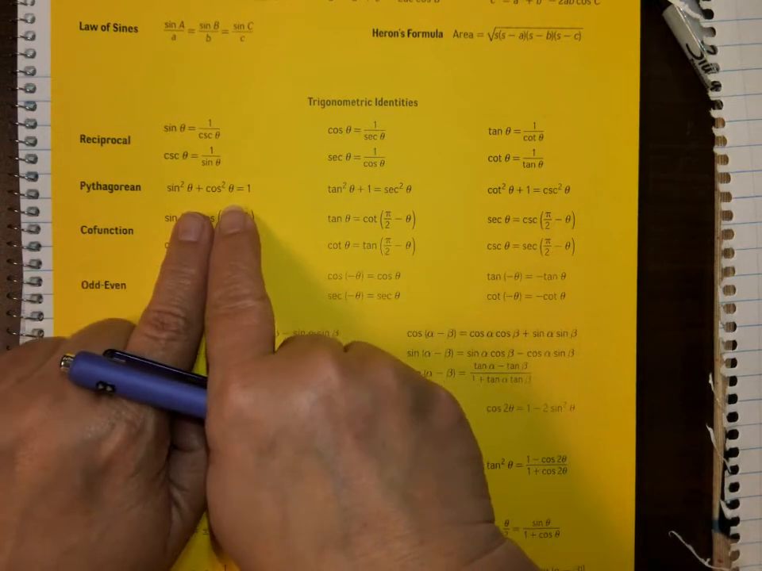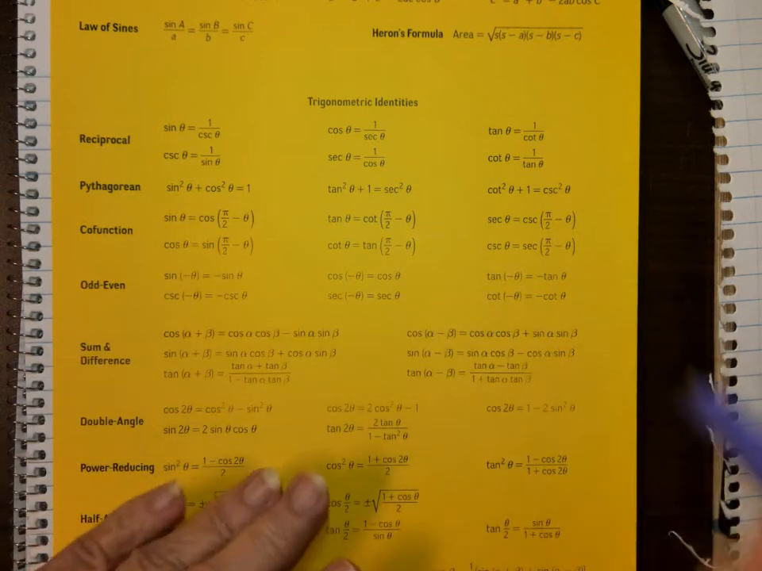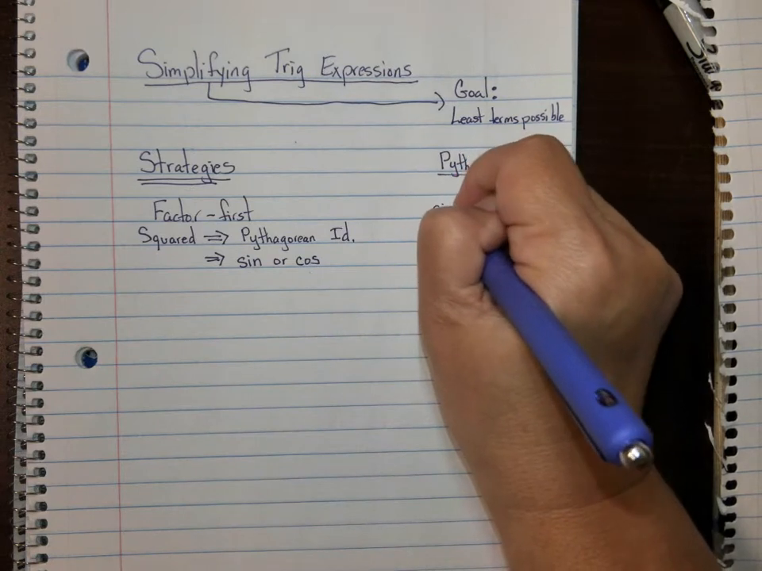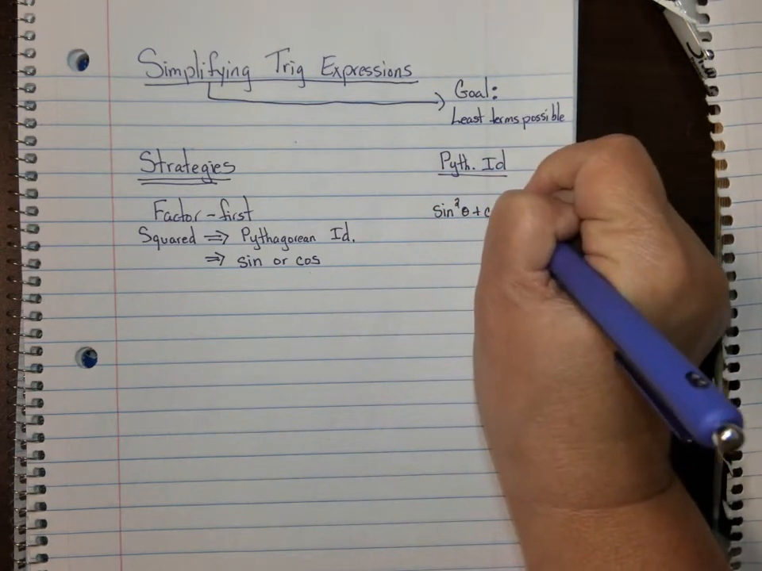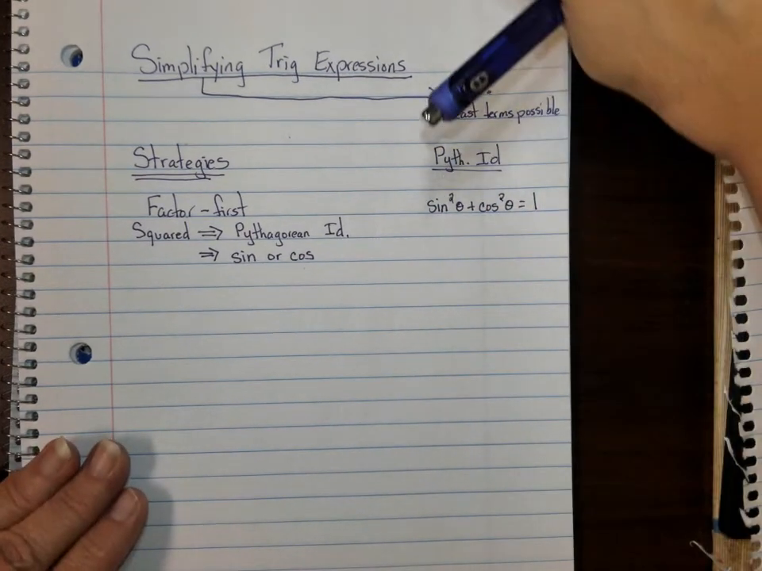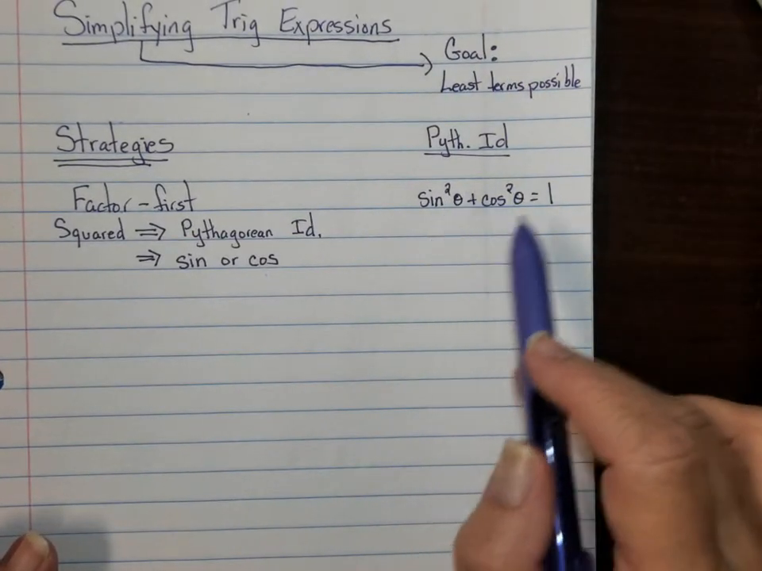But I want to show you how this first identity can be transformed, and out of this one identity, there are really 3 identities. So this identity says sine squared theta added with cosine squared theta is equal to 1. We looked at the fact this is coming from your unit circle.